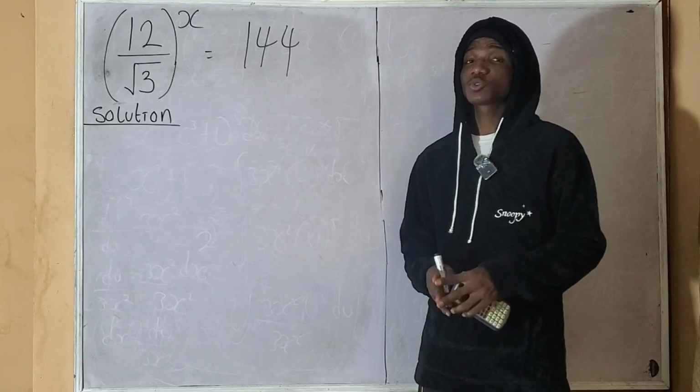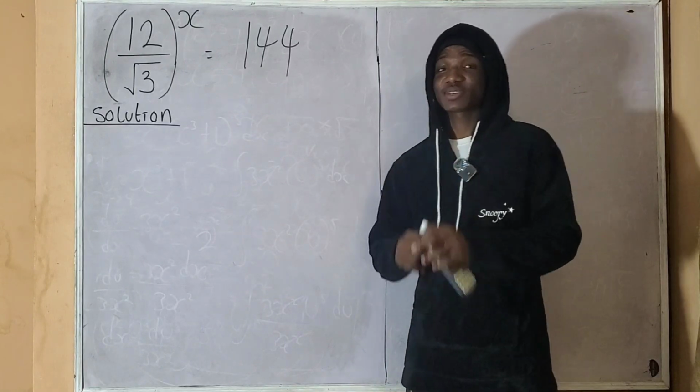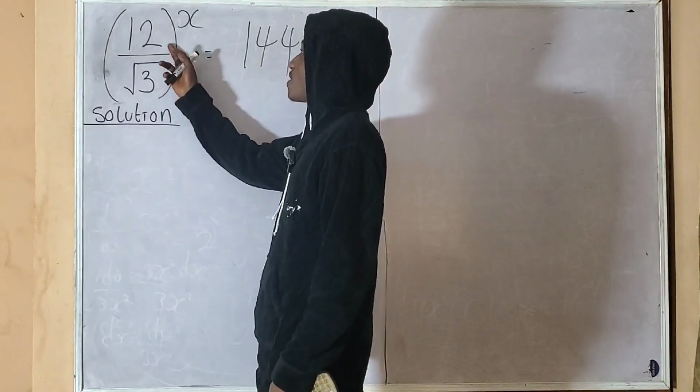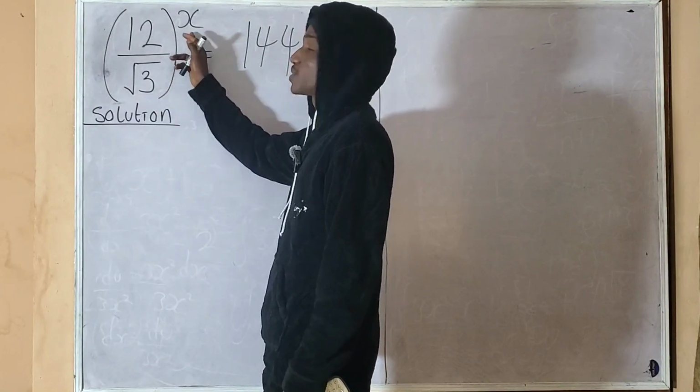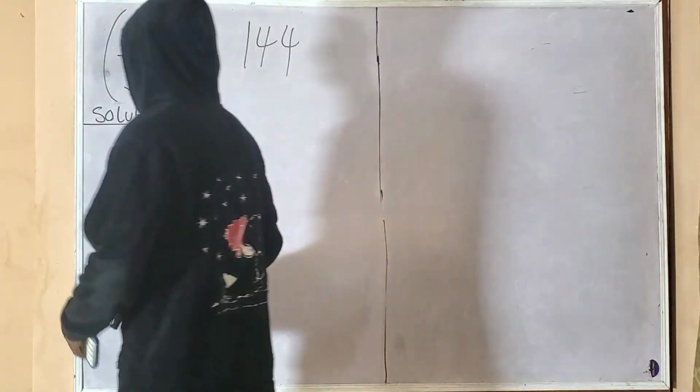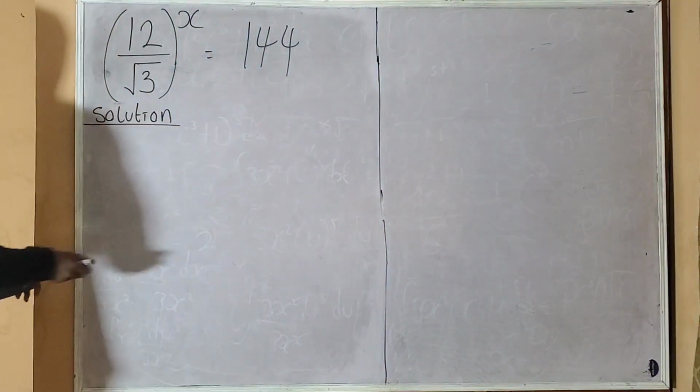Let me show you how to solve this question step by step. We are asked to obtain the value of x in 12 divided by root of 3, raised to the power of x, equals 144. How will you approach this question?